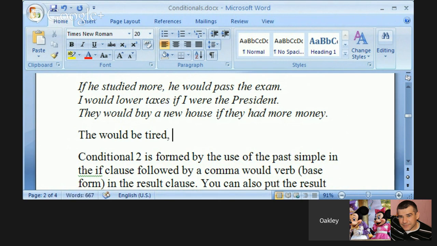Okay. Whoops, I don't need a comma. Sorry. If they didn't rest a little. Okay, they would be tired. Okay, they would be. That's fine. Oh, they. That's the problem. There we go. They would be tired if they didn't rest a little. Okay.